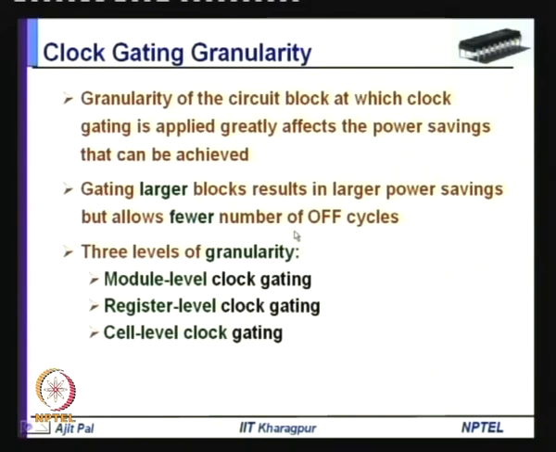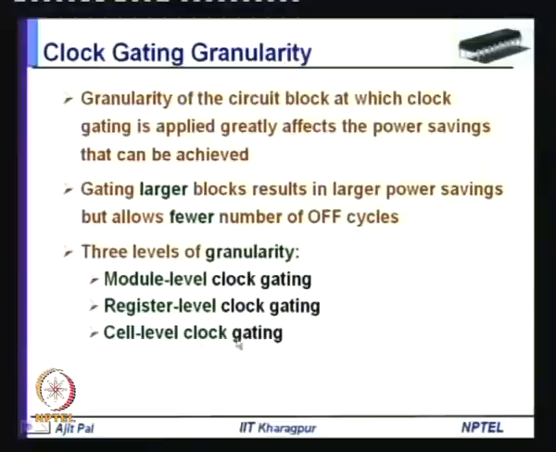That means, whenever you choose a large block, say a CPU, the CPU cannot always be turned off, but a small circuit, say a register or maybe an analog to digital converter, can be turned off more frequently than a CPU. So, larger blocks result in larger power savings, but allow fewer off cycles. That means the opportunity for applying clock gating is less when the size of the block is larger.